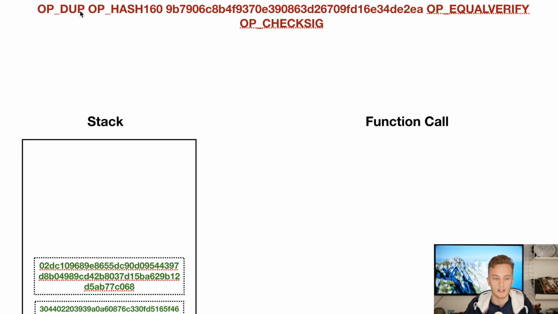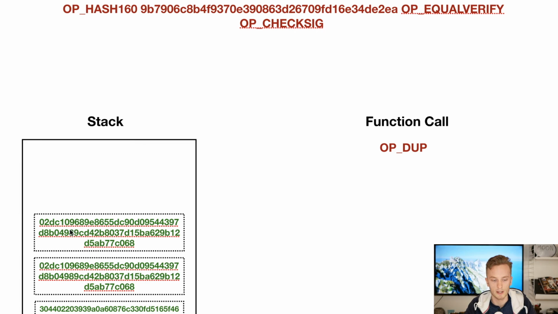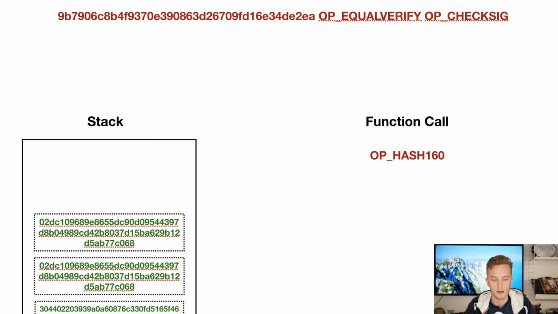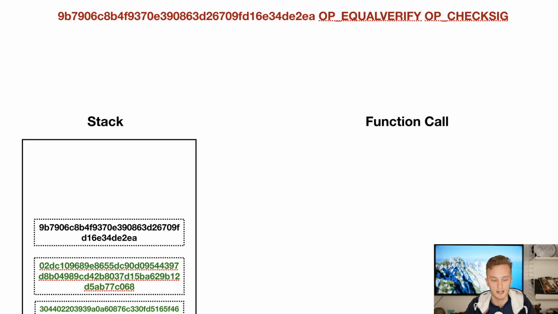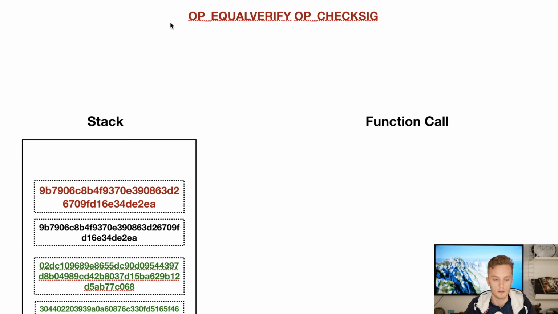Then the next thing is an OP_DUP function, which duplicates the top element of the stack. Then we execute the OP_HASH160 function, which hashes the top element and then puts the hash of that on top of the stack instead. So now we have the hash of the provided public key. Then we add the next element in the script, which is the pub key hash that was provided in the locking script. Those two, you see, are now the same. Don't think about the color, it's just for clarification.